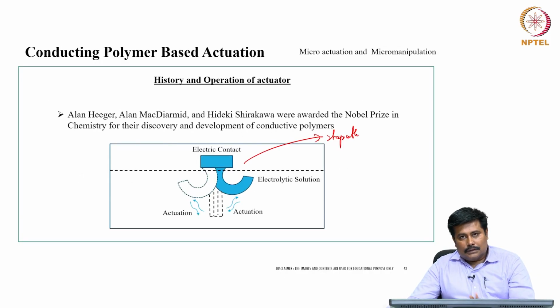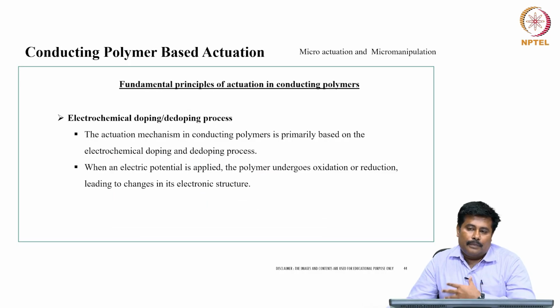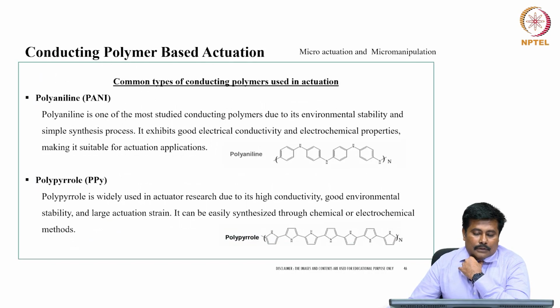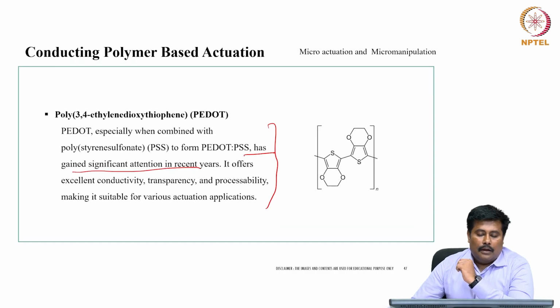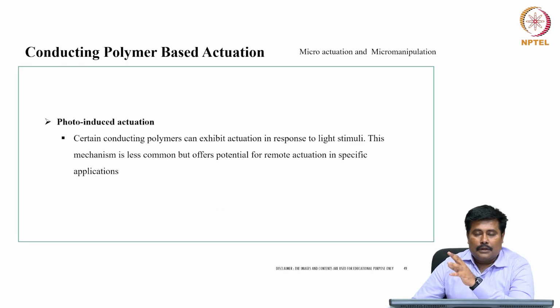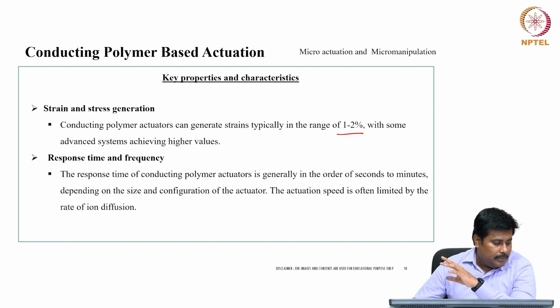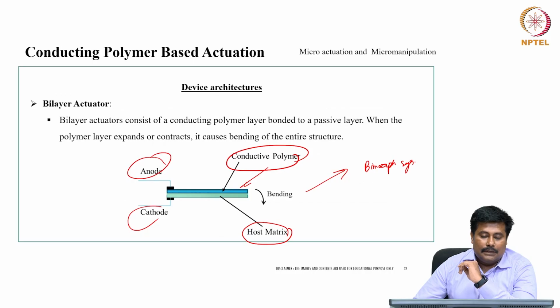We have also discussed the characteristics of these conducting polymers and the fundamental principle of actuation. Common types of conducting polymers used in actuation are polyaniline, polypyrrole, and PEDOT:PSS. Different actuation mechanisms are deployed, including electrochemical reaction, electrothermal, and photo-induced reactions. The key characteristics include stress generation, response, efficiency, and energy density.